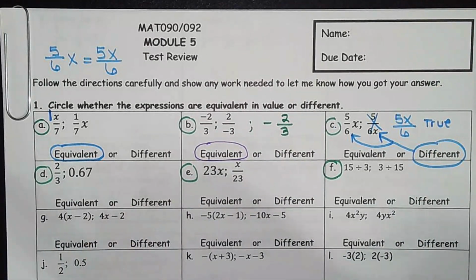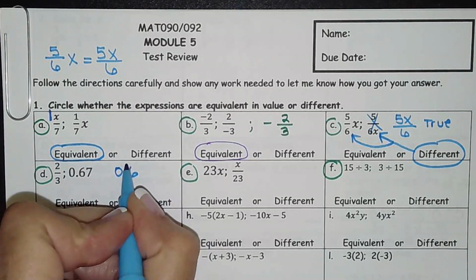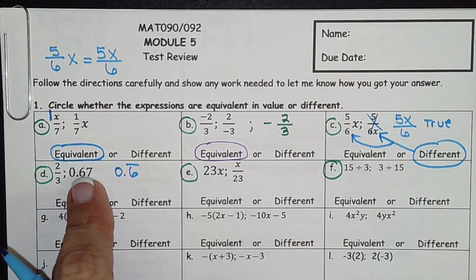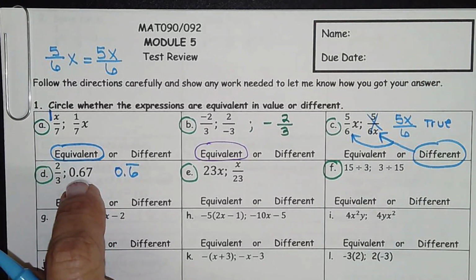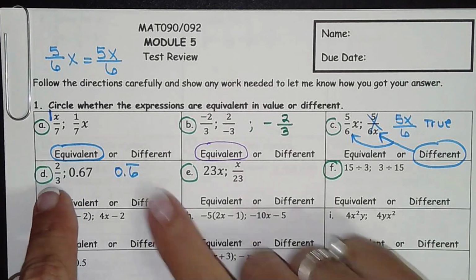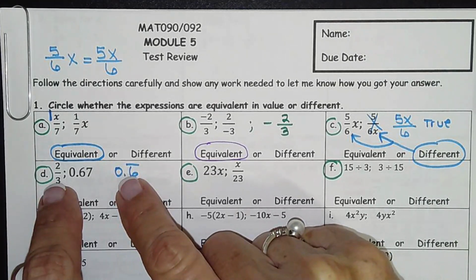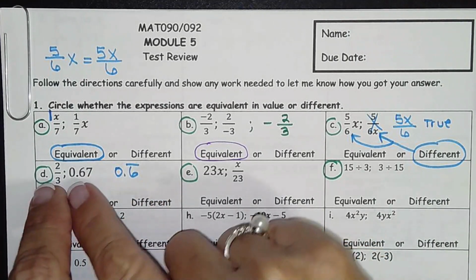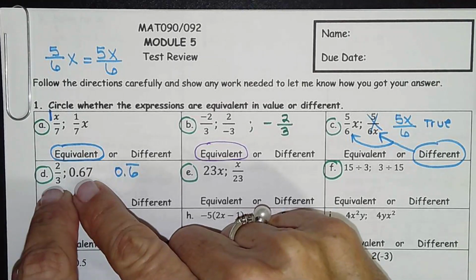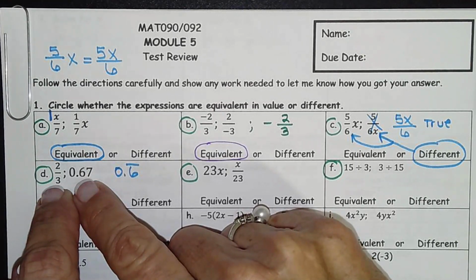Now this is the one so many students miss, because they do 2 divided by 3 in their calculator and they get 0.66666666666, and they go, oh yeah, that's 0.67. No, it's not. This and that are not the same thing. That is approximately what 2/3 is equal to. This is exactly what 2/3 is equal to. So if we had these two, we'd say equivalent. But these two are not equivalent. Equivalent means exactly the same, and they're not.